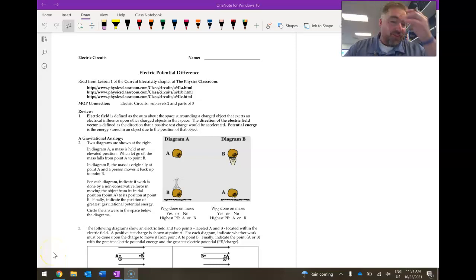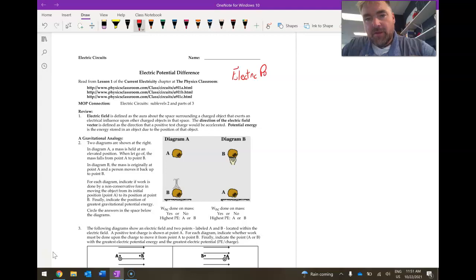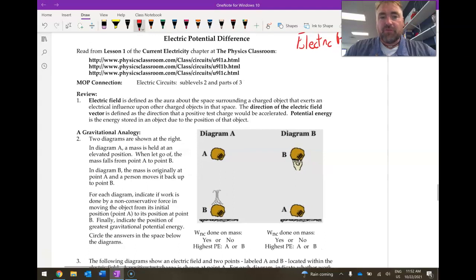Hi, in this video we're going to be looking at electric potential difference and electric potential energy. One of the things we learned, and hopefully you saw this in the Nearpod, is that electric potential energy has some similarities with that of gravitational potential energy. Quick reminder, electric field is defined as the force per unit of charge.